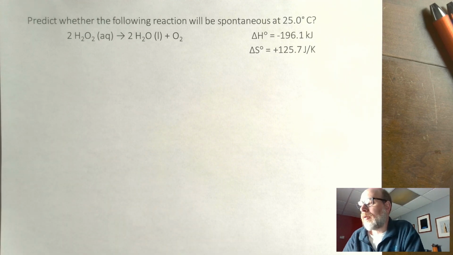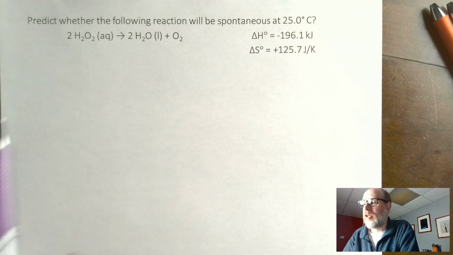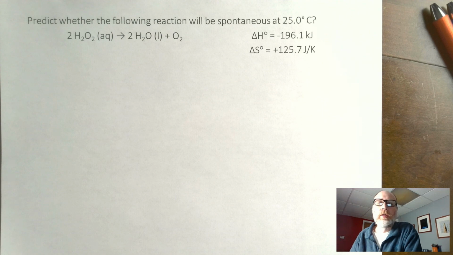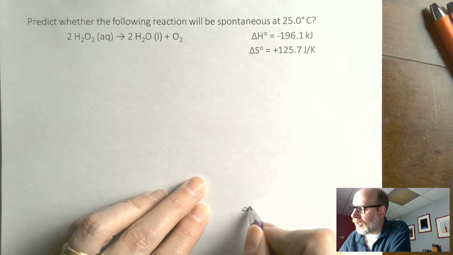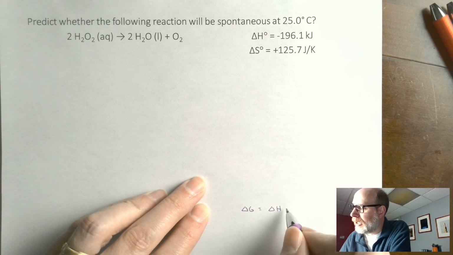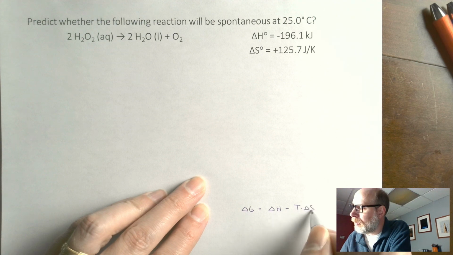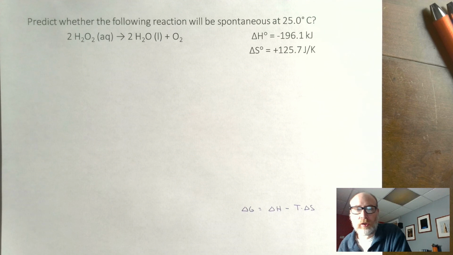And so we want to say, okay, if we have hydrogen peroxide sitting around, will it just spontaneously break up into water and oxygen? And I want to think about this in two different ways. The expression that we're going to use, of course, is the free energy change equals the enthalpy change minus the temperature times the entropy change. And so I just want you to look at this expression.